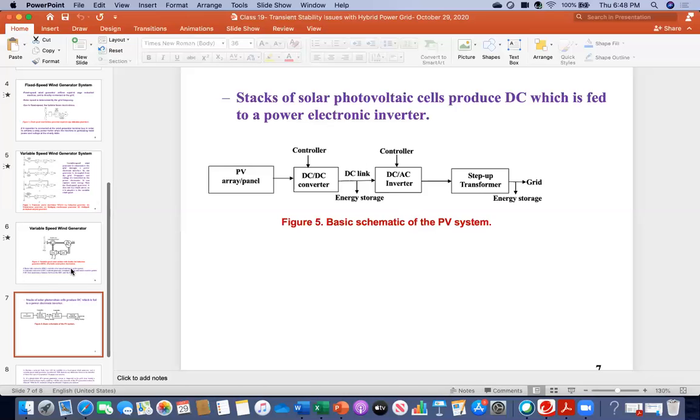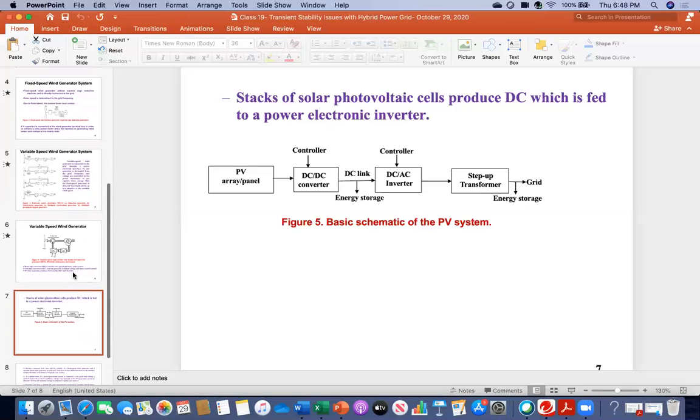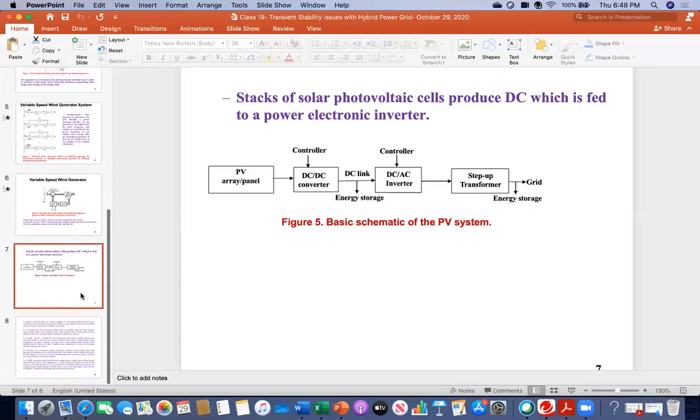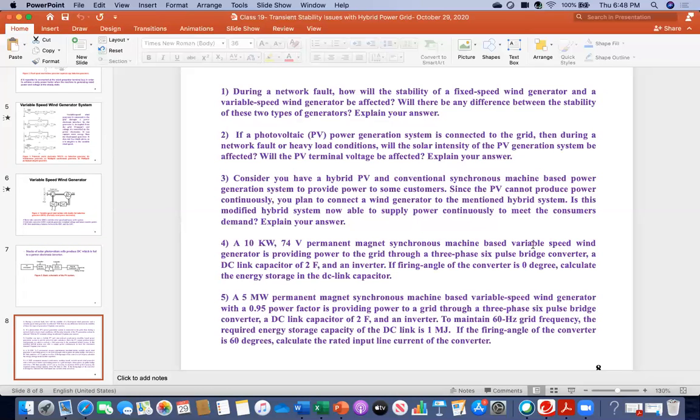Okay, so this is briefly the dynamics of wind and solar systems, and we discussed the synchronous machine. Now think that in the system you have a synchronous machine, you have a solar system, you have the wind system. And now we want to analyze the transient stability. So that's why we need to understand all the dynamics. Therefore, here there are some sample questions for you for practice.